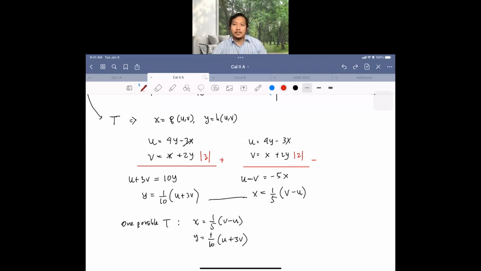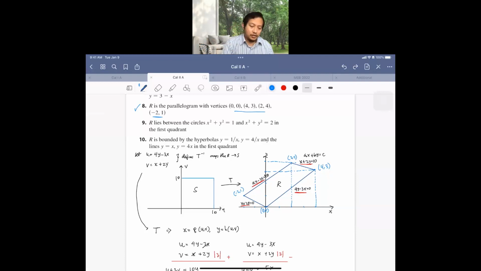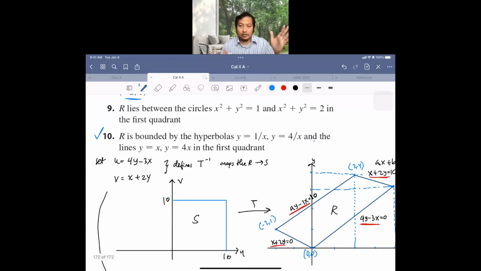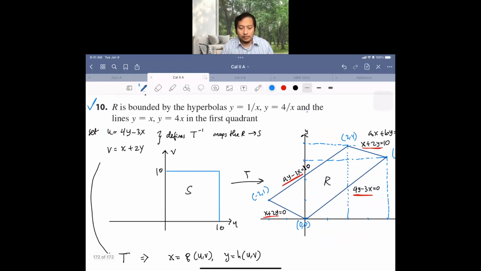Okay. The next challenge is number 10. I think number 10 is a good question, because it's not a typical line equation. It has a curve. It's a hyperbola. So you have hyperbolas y equal 1 over x, y equal 4 over x, and lines y equal x and y equal 4x. And by this, all these curves, you need to convert them into a rectangular shape or a square shape, like this one.